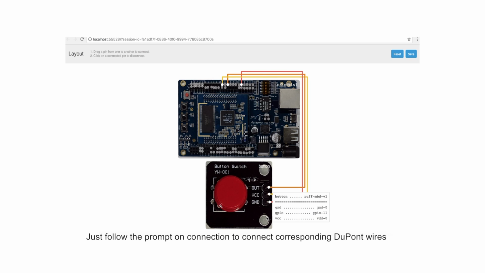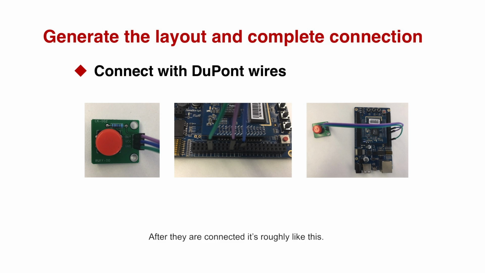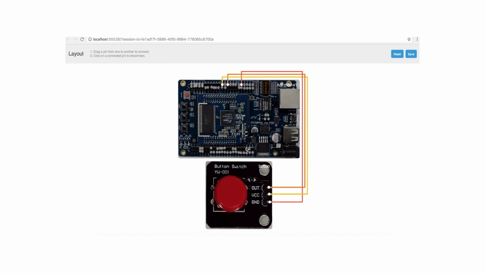Just follow the prompt on connections to connect corresponding DuPont wires. After they are connected, it's roughly like this. In fact, with 3 wires, one is VCC, one is GND, and the last one is GPIO. Connect this button with our development board. For connections, we may refer to this connection layout. After we well connect them, we turn it off by pressing Ctrl and C.